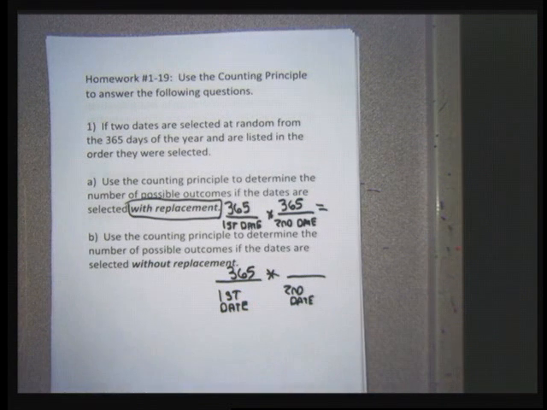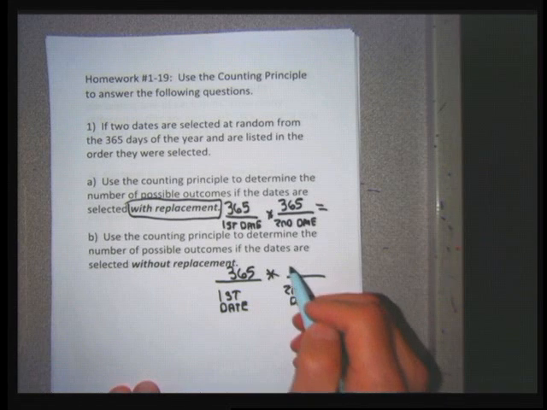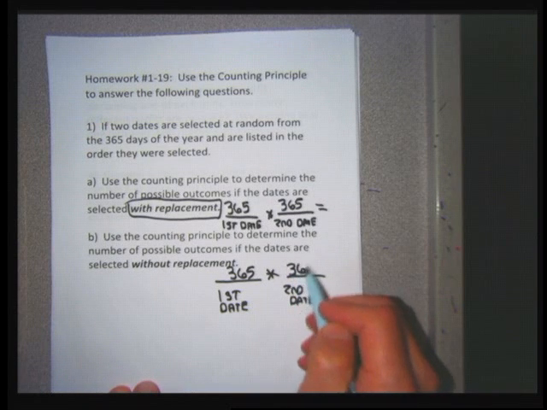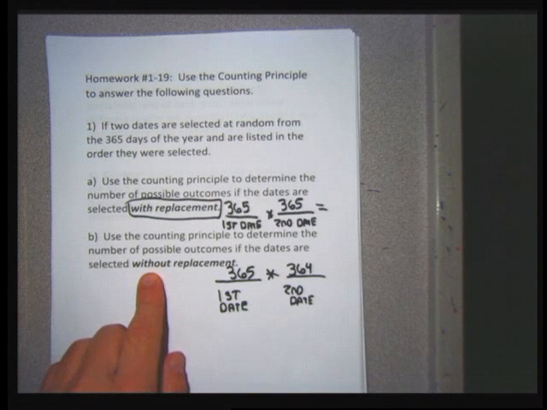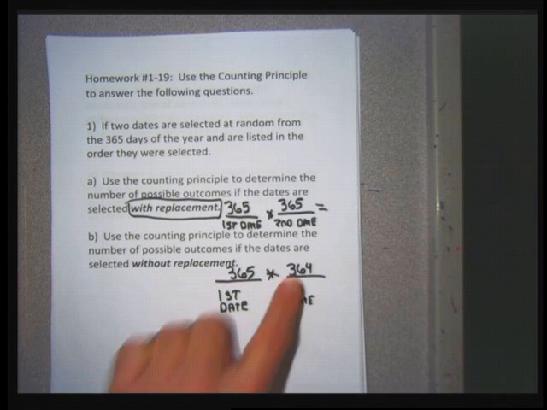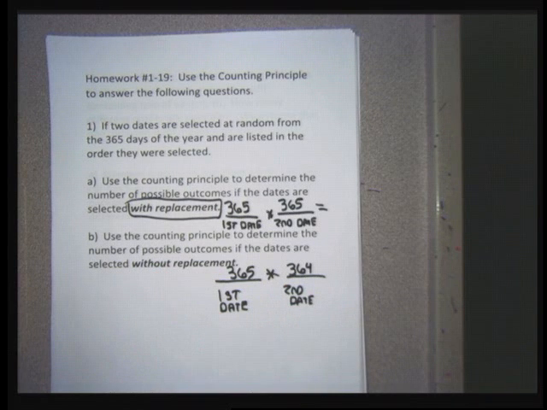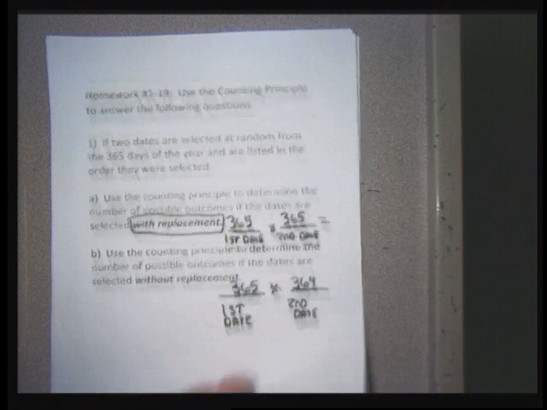there's 365 days to choose from the first day. But in the top scenario, because I'm letting that day be picked again, there's 365 days to choose from for the second day. In the bottom scenario, I'm not allowing that day to be picked again. Once it's picked, it's not available to pick again, so there's only 364 for the second date. And you just multiply those out to get your answers.